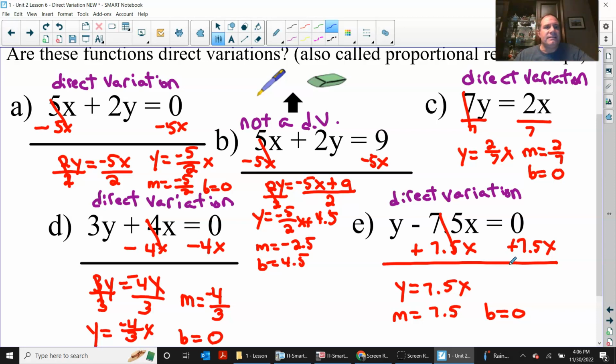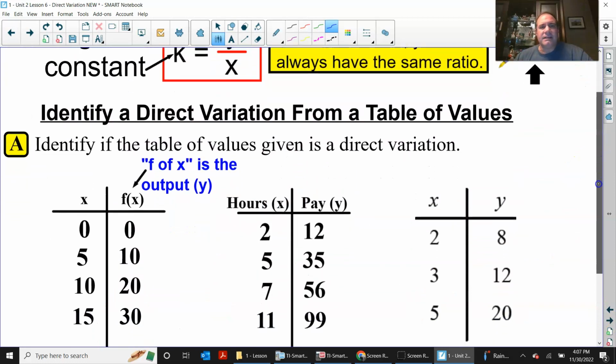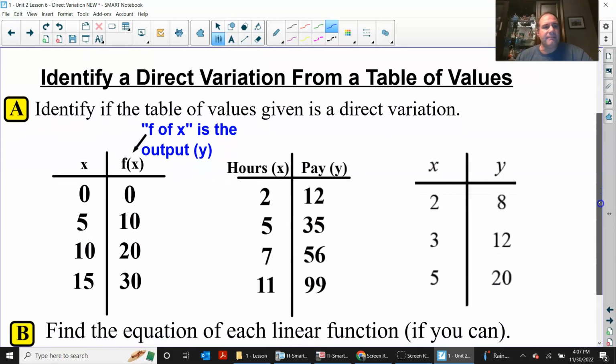So when you see a 0 somewhere that is right there equals 0, that's a telltale sign that it is a direct variation. When you see 3 numbers other than 0 when you solve, you know you're going to get a y-intercept of something other than 0. When you see just 7y equals 2x, that's another sign that it is a direct variation. All right. And so now we're just going to have to identify direct variation from a table of values.